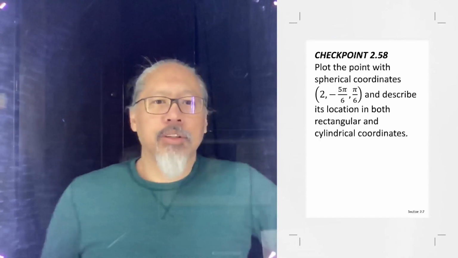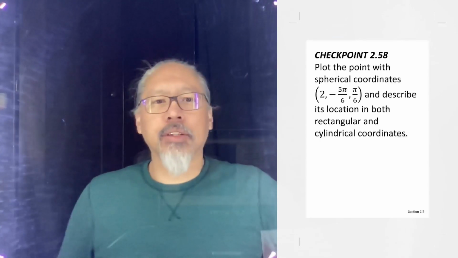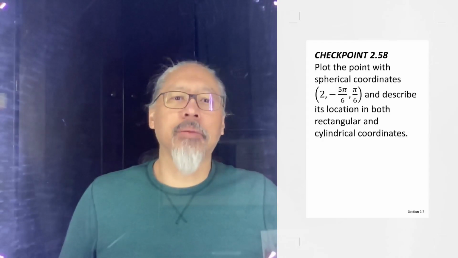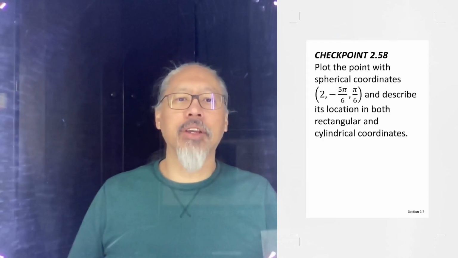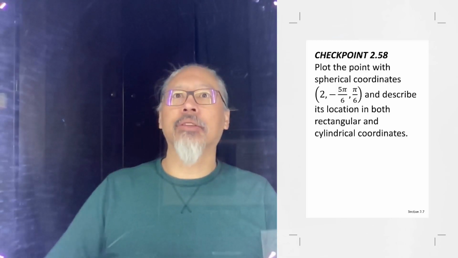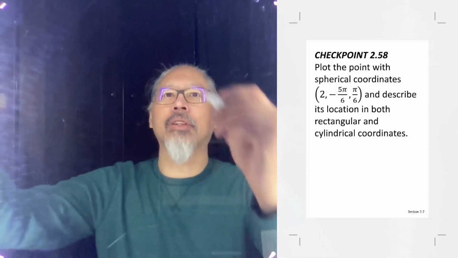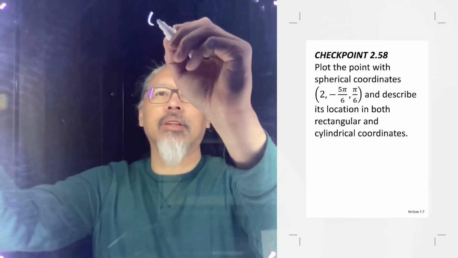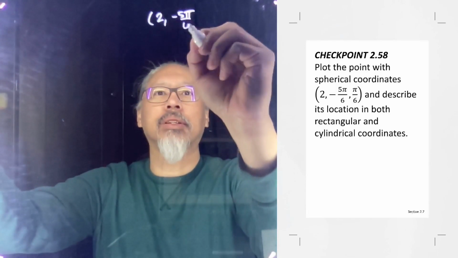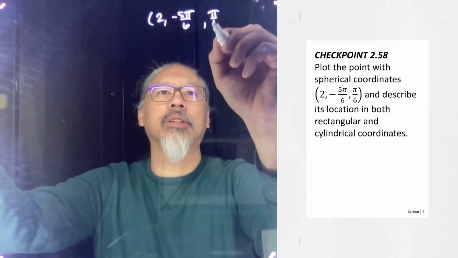Hello, this is checkpoint 2.58. They want us to plot the spherical coordinate point (2, negative 5 pi over 6, pi over 6) and describe its location in both rectangular and cylindrical coordinates. So let's first identify this point, 2, minus 5 pi over 6, and pi over 6.